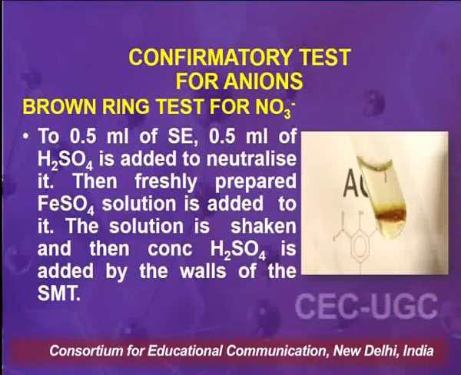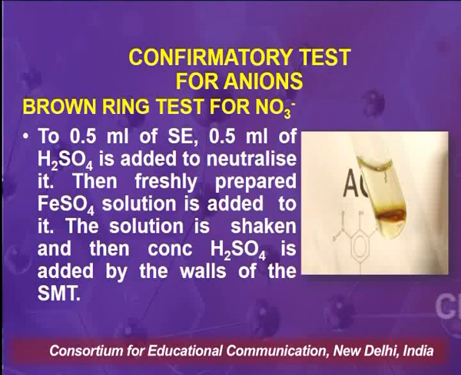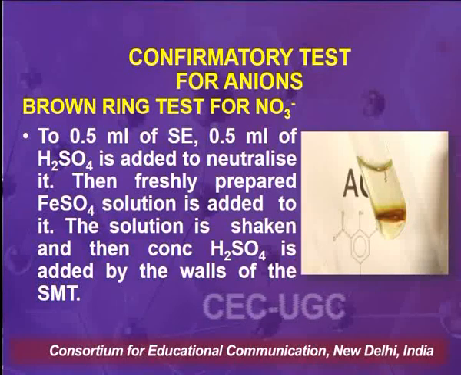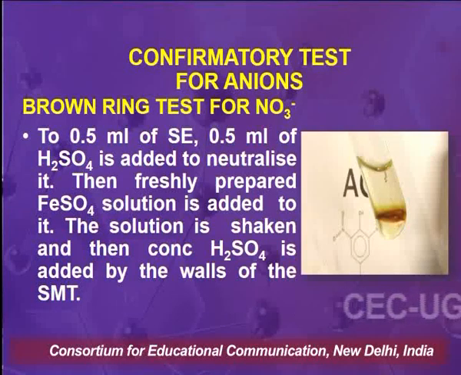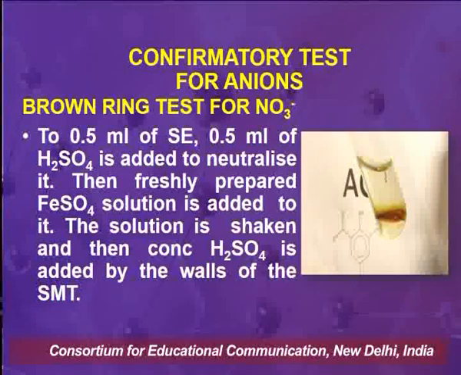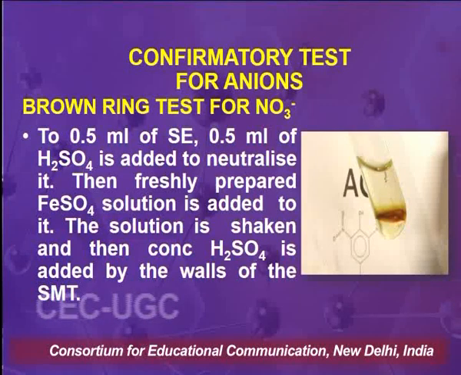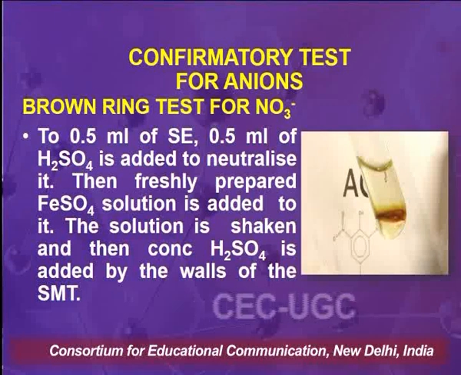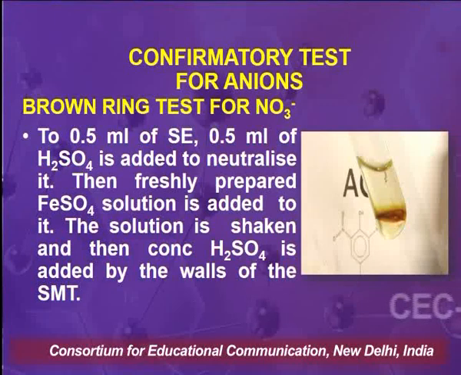Another test for nitrate ions which confirms the presence of nitrate ions in the mixture is the brown ring test. To perform this, 0.5 ml of the soda extract is taken. To this, 0.5 ml of sulfuric acid is added to neutralize it. Again, in this case, sulfuric acid is added in the dilute form, because dilute acids are enough strength for neutralization of the soda extract. Then after this, freshly prepared ferrous sulfate solution is added to it.